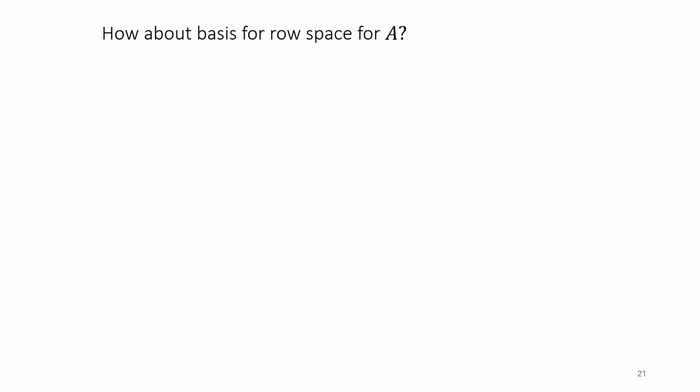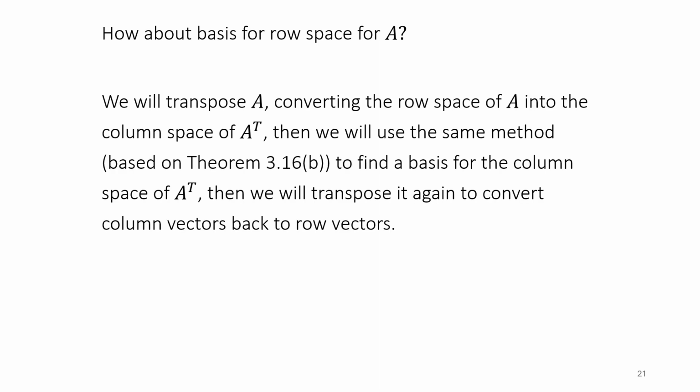Theorem 3.16 only states how to get a basis for the column space of A whenever A is not in row echelon form. So we might ask, how about a basis for the row space of A? We can actually use the second part of theorem 3.16 again to get a basis for the row space of A by transposing A. We get the transpose of A. That means we are converting the row space of A into the column space of A transpose.